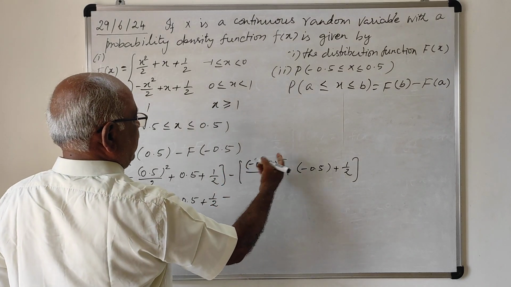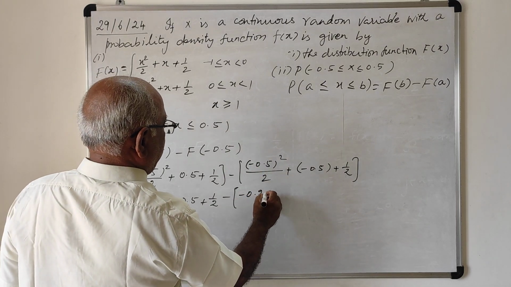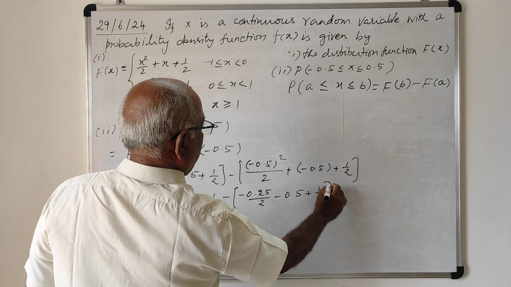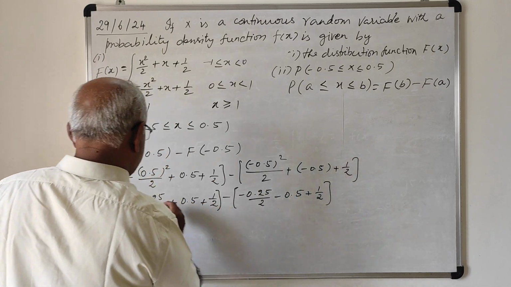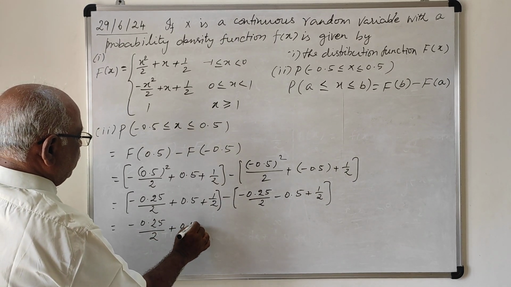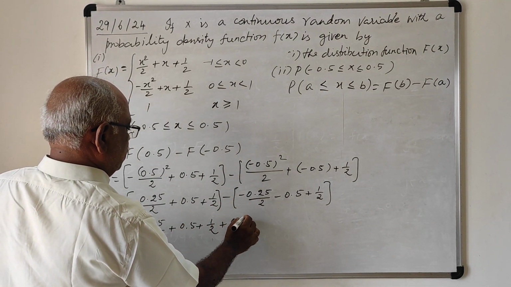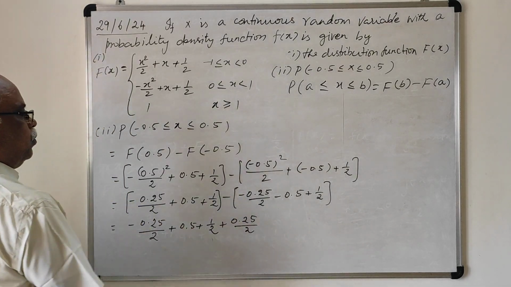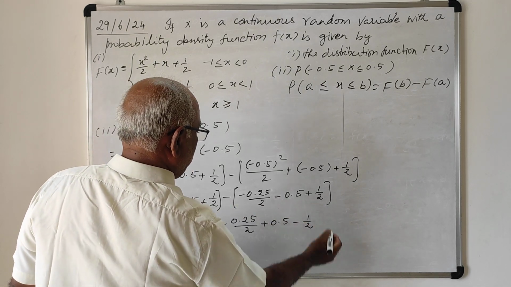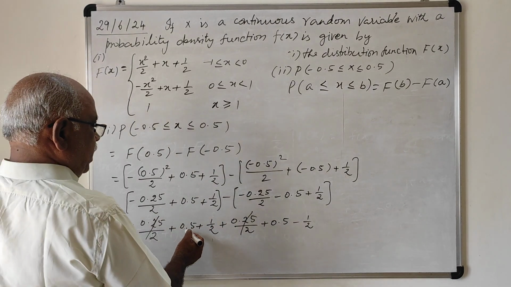Next, minus 0.5 to minus 0.5 is, what do you get? Minus 0.25 by 2 minus 0.5 plus 1 by 2. Now you bring this minus inside the bracket, what do you get? This is minus 0.25 by 2 plus 0.5 plus 1 by 2 as it is. Next case, minus into minus plus 0.25 by 2, minus into minus plus 0.5, and plus into minus 1 by 2. You see, minus 0.25 plus 0.25 by 2 cancel. This is 0.5.